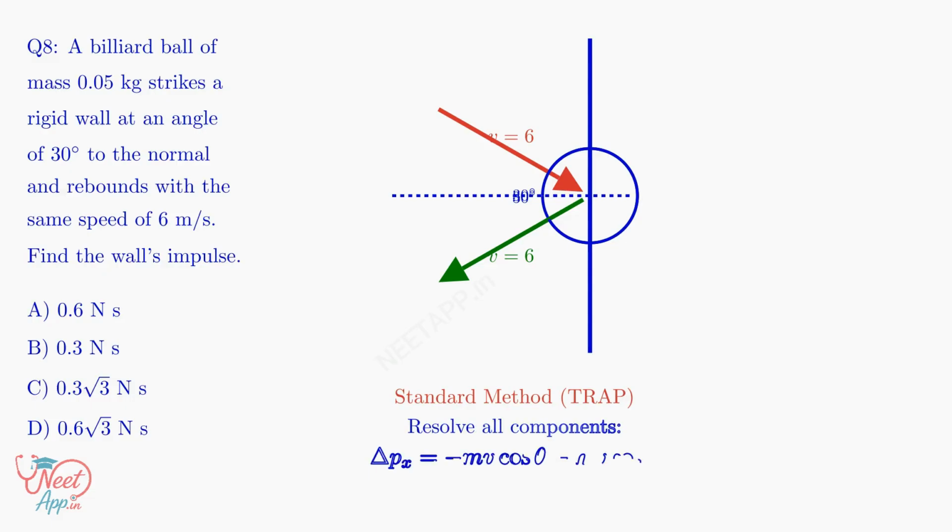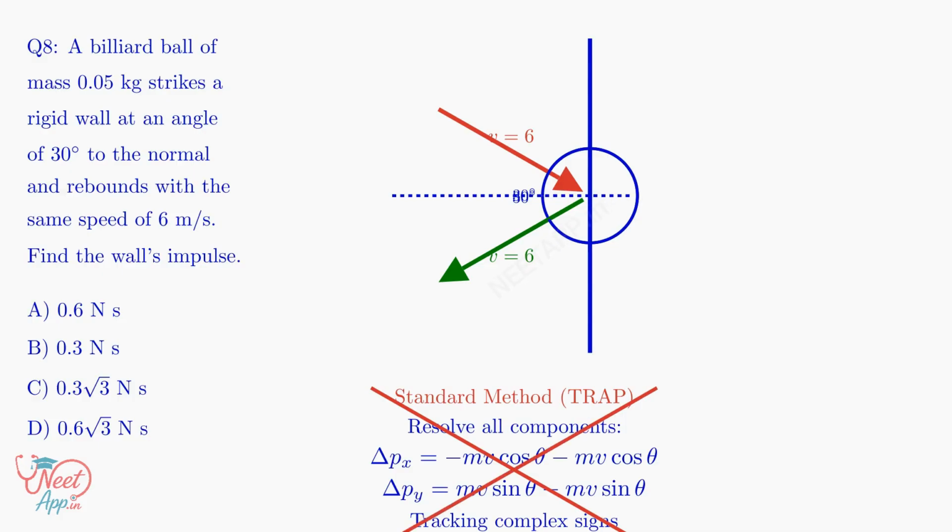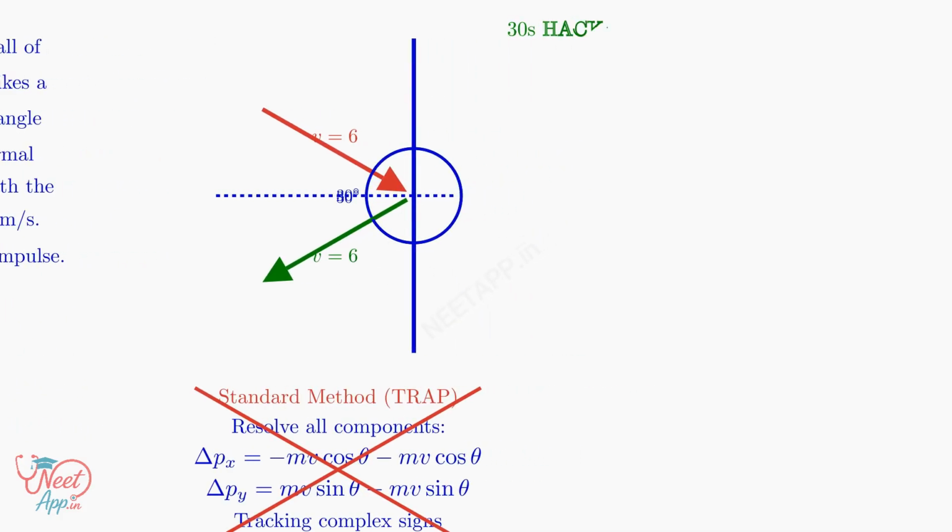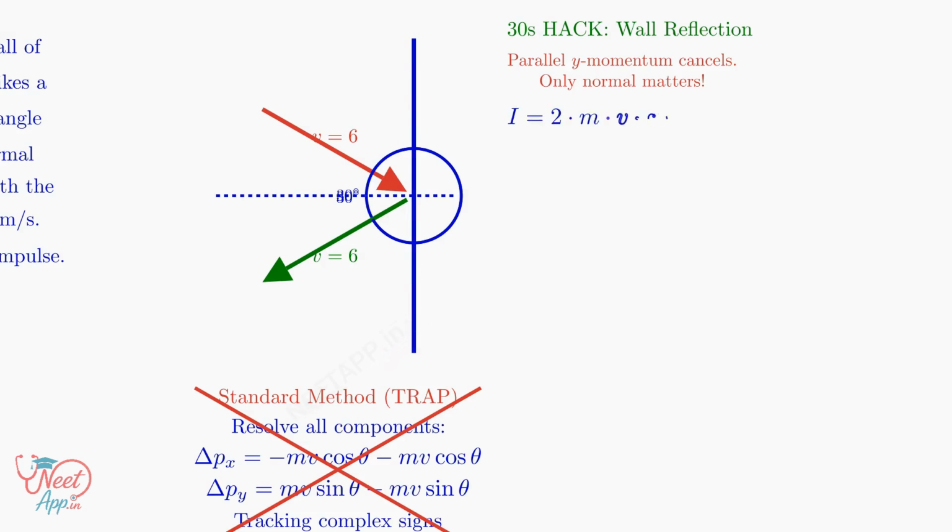The standard textbook trap: resolving both initial and final velocities into sine and cosine components, carefully managing negative signs and performing vector subtraction. It's a prime spot for silly mistakes. Here is your 30-second wall reflection rule. Because the vertical component never changes, the parallel impulse is exactly 0. We strictly care about the perpendicular bounce.